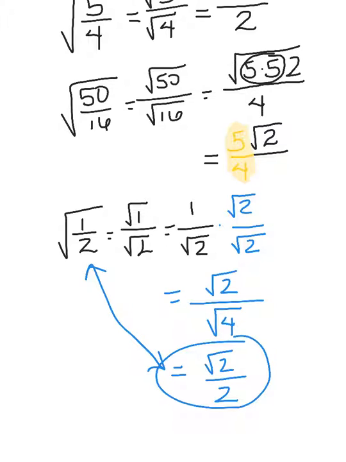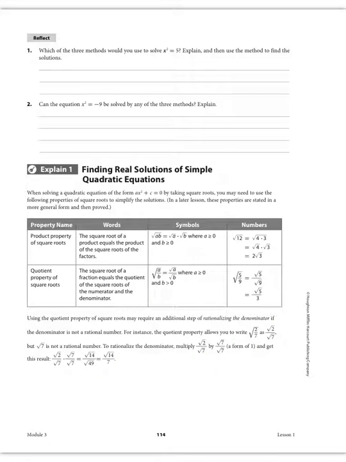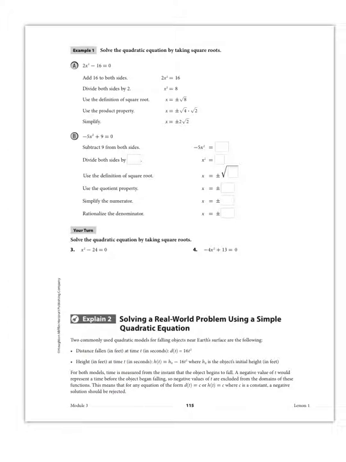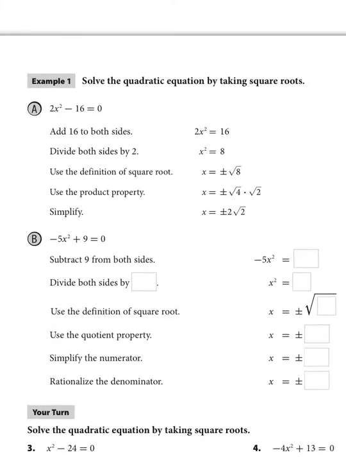So let's go to the next page, page 114, and they give you a table that explains how to simplify square roots. There's also an example down at the bottom of rationalizing the denominator, in case you forget. Let's go to the next page, and let's see how this works with example A.